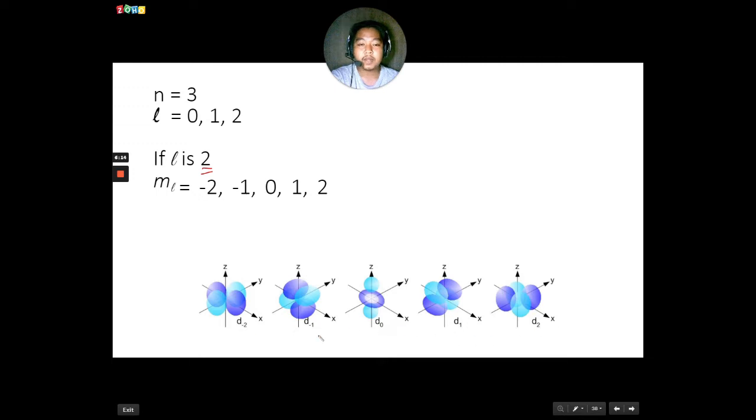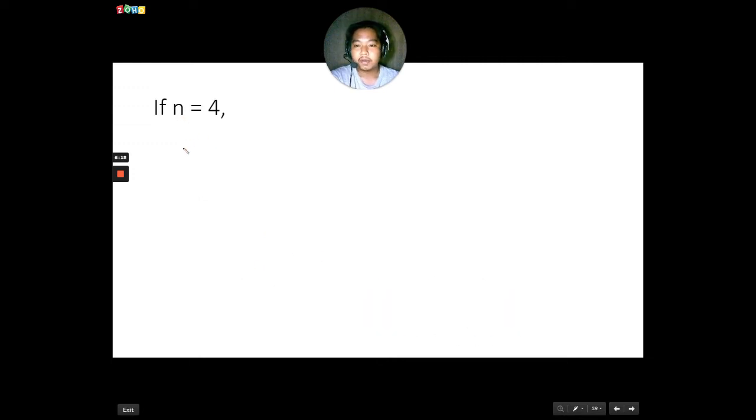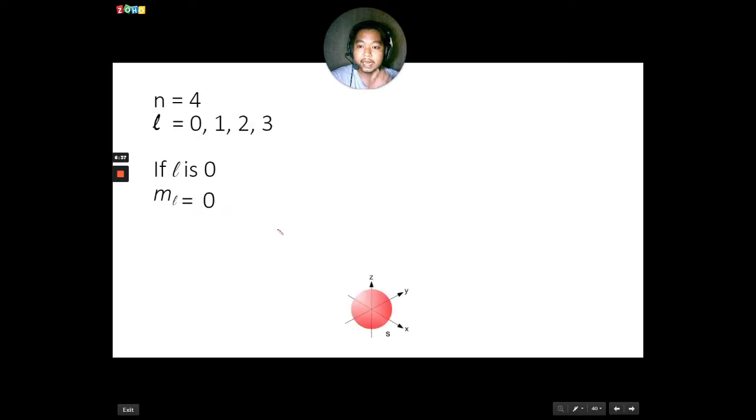That's 5 possible orientations. If my n is 4, I don't know if I still need to do it, but for the sake of example, it would be 4 minus 1. That would be 3. And that would be 0, 1, 2, and 3. So I have 4 possible values for L.